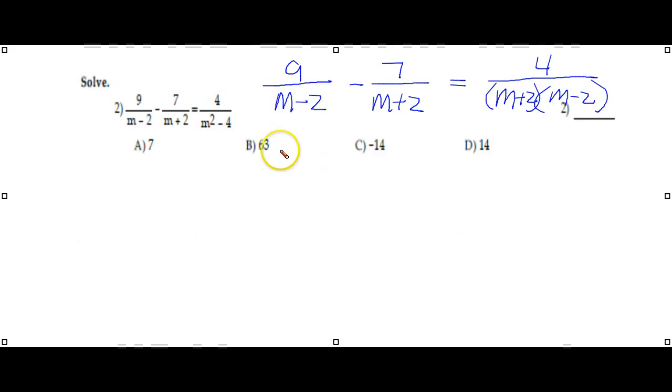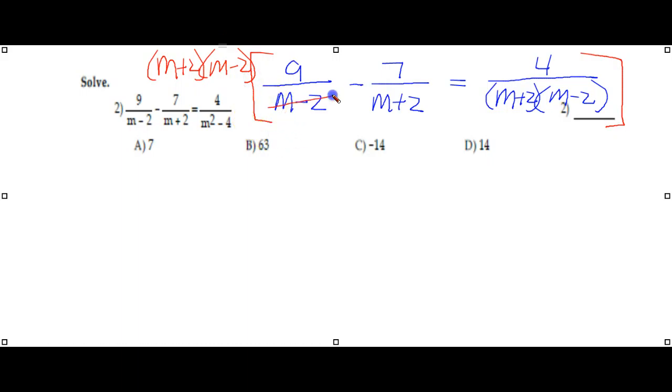Now, in example 2 here, we have a rational equation in which there are fractions. And the rule is get rid of the fractions by multiplying each term in the equation by the lowest common denominator, which is this. These are conjugates, and this is the difference of perfect squares that factor into their conjugates. So we're going to multiply each term in this equation by our lowest common denominator, m plus 2, m minus 2.